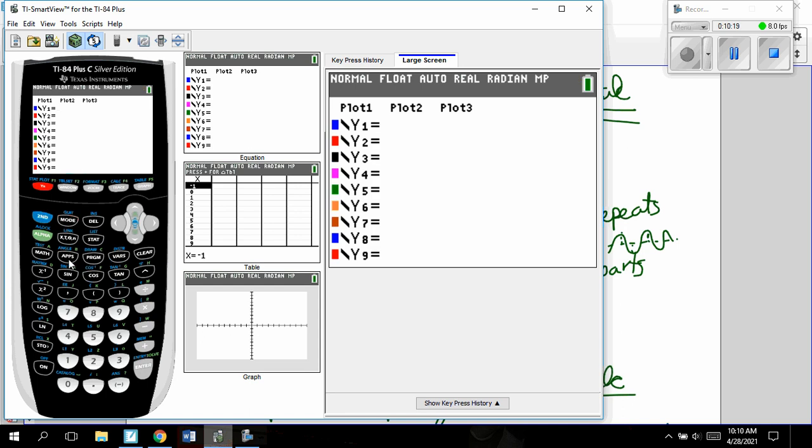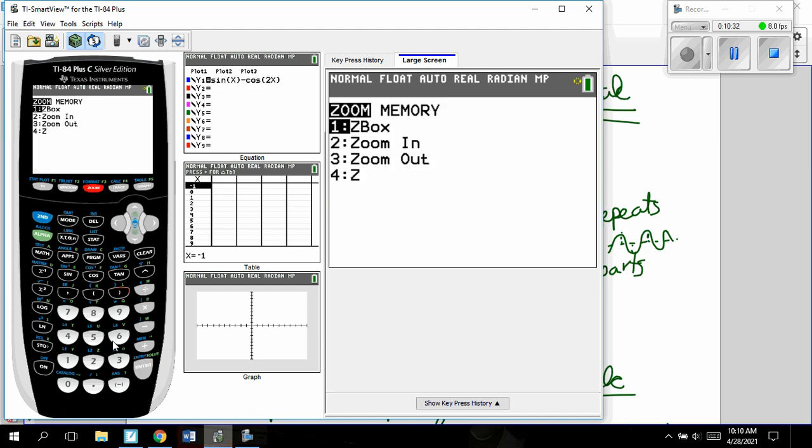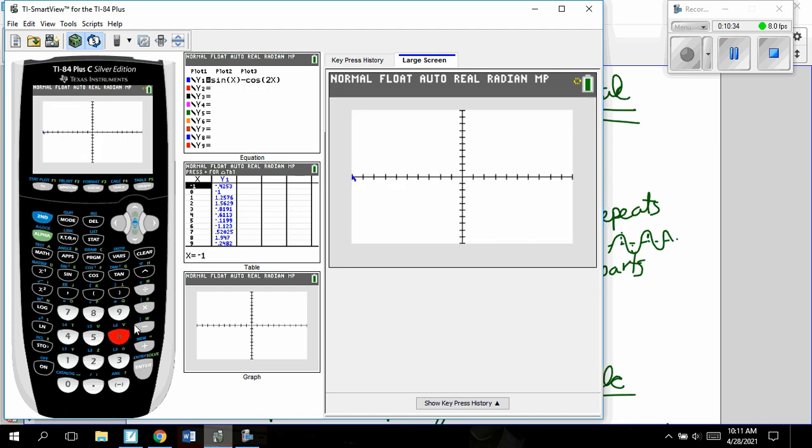So y equals, and I'm going to do the sine of x. Make sure you close your parentheses, minus cosine of 2x. Close my parentheses. And I'm going to graph it. I'm going to put my window back to just negative 10 to 10. So if I do zoom 6, that will put me back.